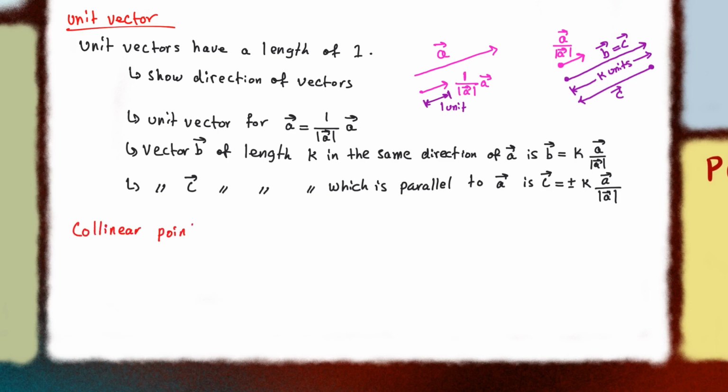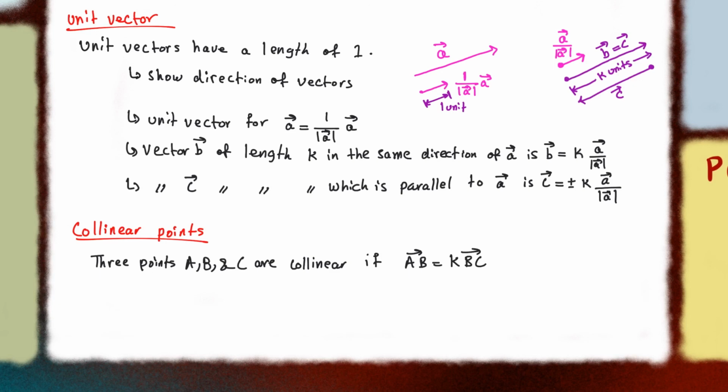Okay, now let's talk about collinear points. For 3 points A, B, and C to be collinear, meaning that they're going to lie on the same line, then vector AB needs to be equal to k, some scalar value, multiplied by vector BC.